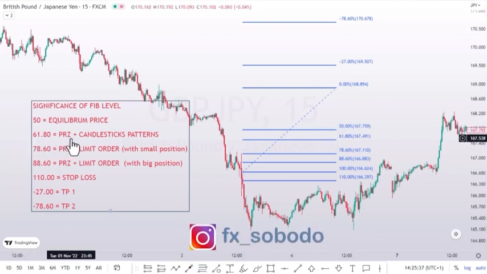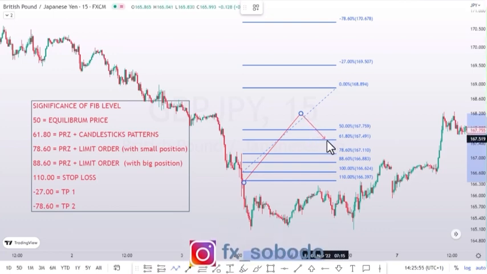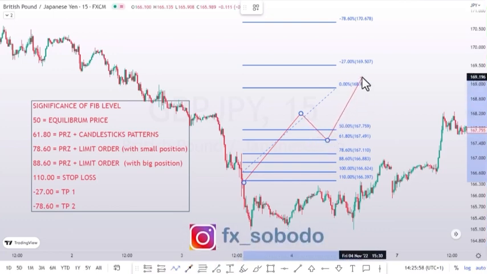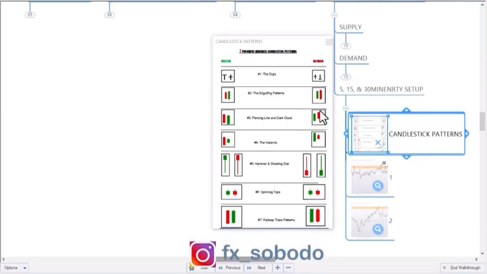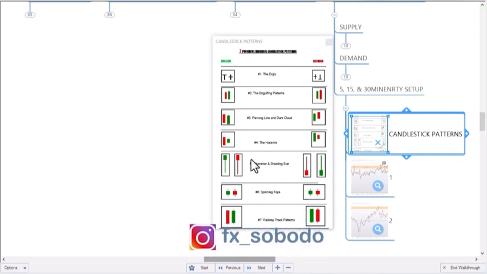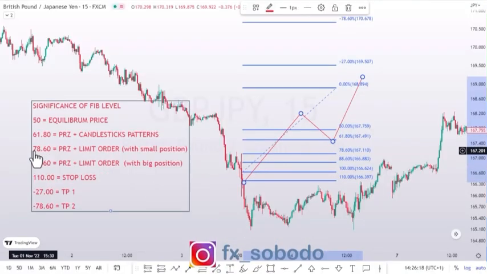61.8 is our PRZ plus candlestick pattern. So when price comes to this zone, we're expecting it to continue moving. But when the market comes to this zone, these are the 7 candlestick patterns you should be looking for at your PRZ levels. The same thing for 78.6, which is also a price reversal zone.